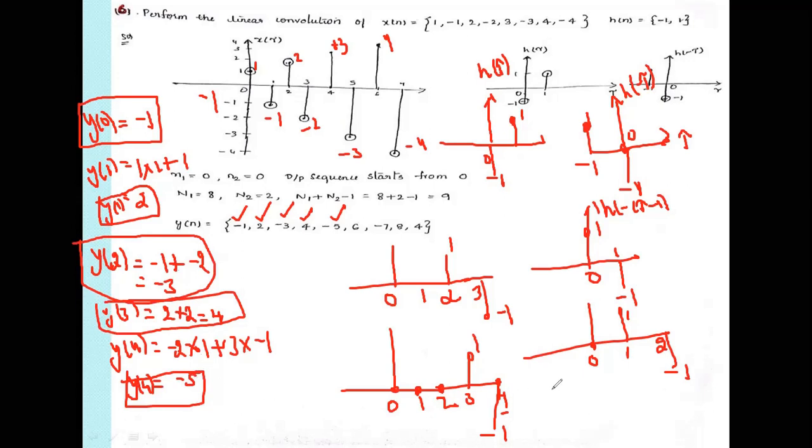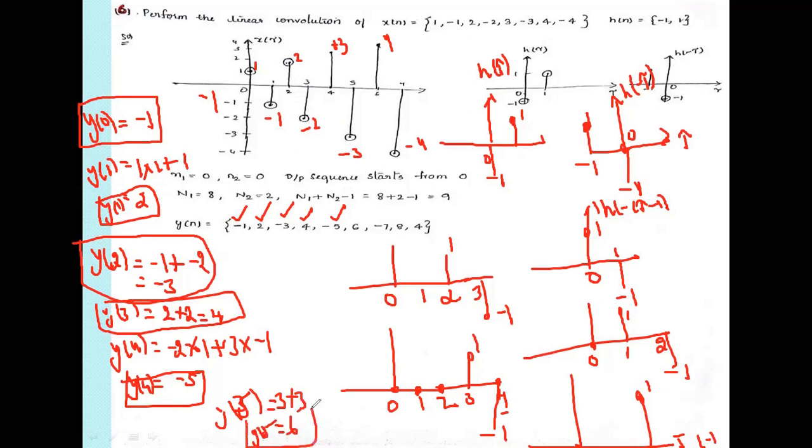Still you can move towards the right side of the h value. It starts from 4 is 1 and 5 is minus 1. So 5 and 4 only can be checked here. 4 is 3, 3 into 1 is 3. So y of 5 is equal to 3 into 1, which is 3. And at 5 here there is a minus 1, so minus 3 into minus 1, plus 3. You get 6.